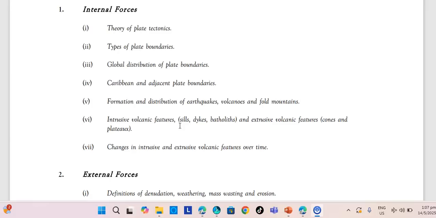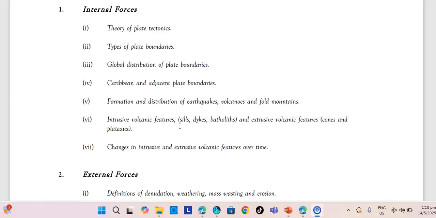Dikes: magma pushes straight up or across through cracks in rocks and hardens. Dikes are vertical or slanted walls of hardened magma. Batholiths, these are very large blobs of magma that cool deep inside the earth. They take a long time to form and can be hundreds of kilometers wide. So over time, erosion can expose them at the surface.